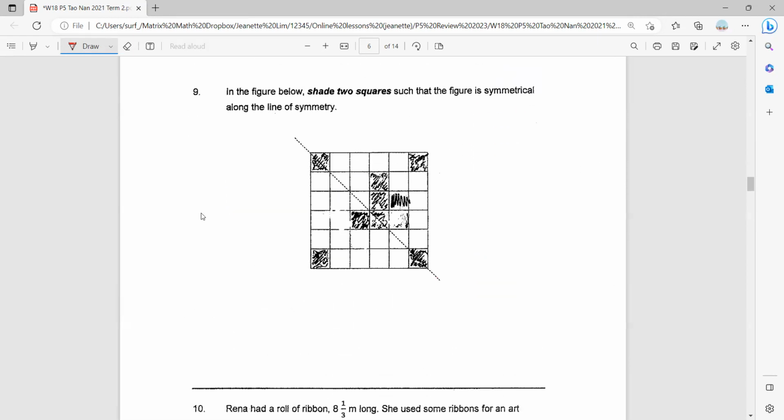Next, symmetry again. Shade 2 squares so that they are symmetrical. Look along the line of symmetry. On both sides, it has to be the same. So there's one over here, and there must be one over here.